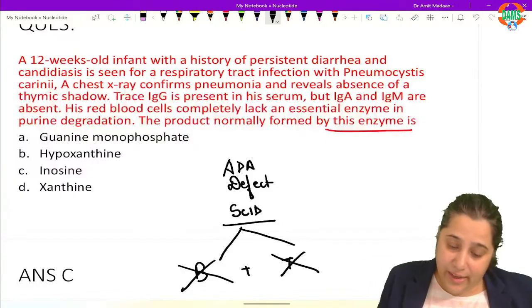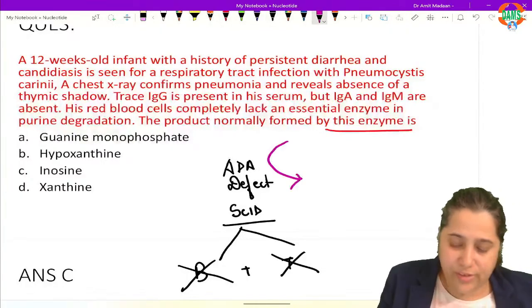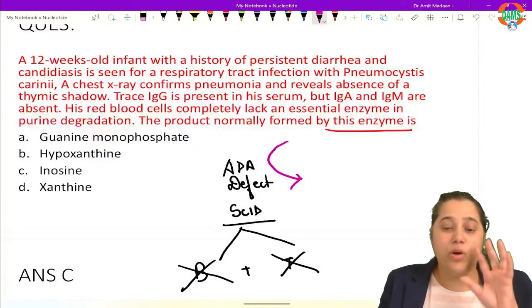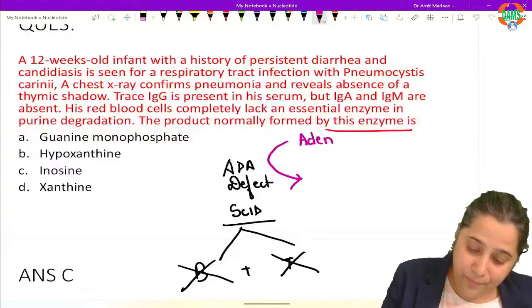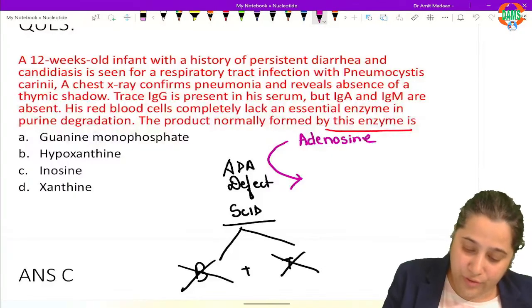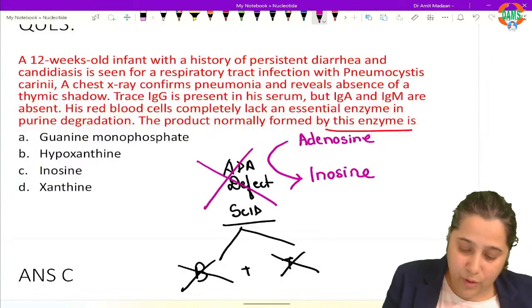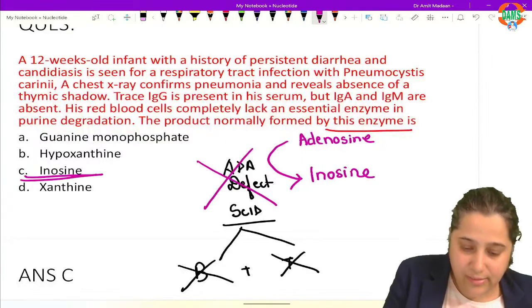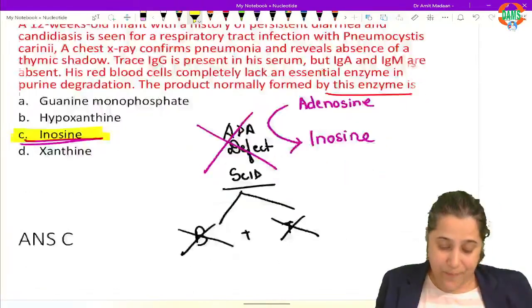This ADA, we do not know the exact mechanism why it is affecting only T and B cells, but what we know is it converts adenosine to inosine. And if this enzyme is defective, what is the product? It is inosine, and hence the answer is C.